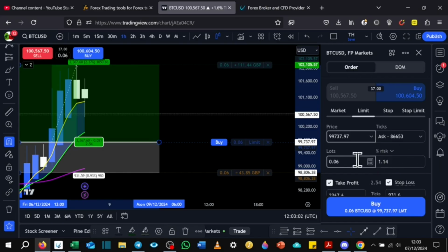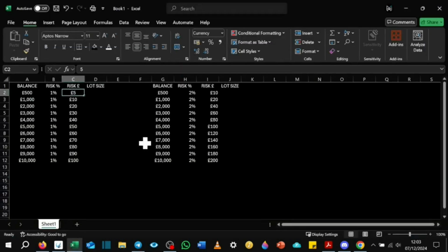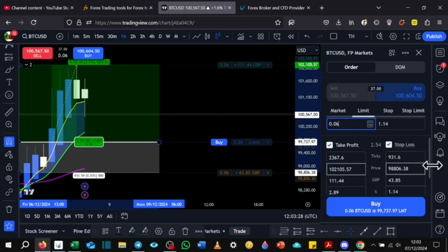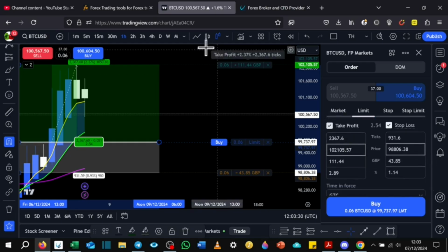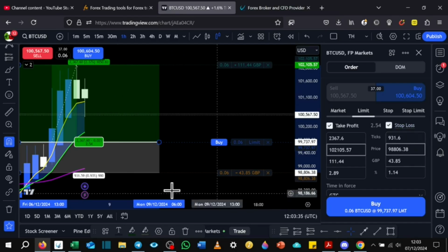So again, if there's £500 in your account, your 1% risk on this trade is going to be £5 at risk. So it's telling you the lot size will be a 0.06 lot size, right? And it's already set your take profit, which is there because that's what you've put here. And it's already set your stop loss, which is there.